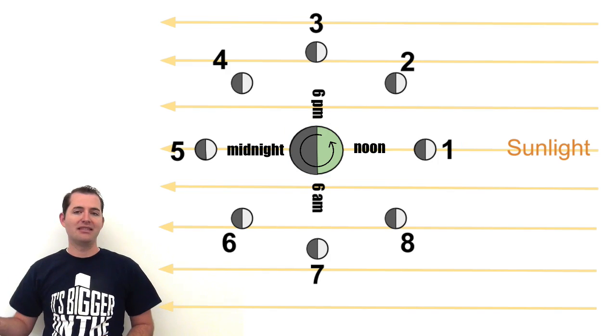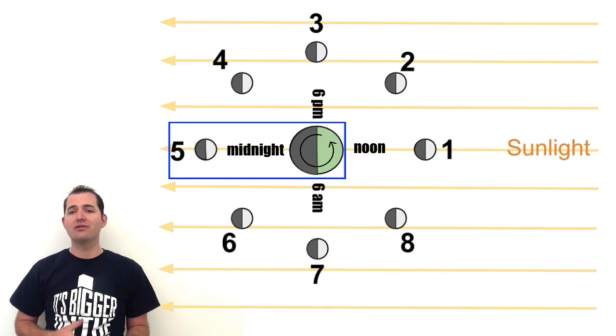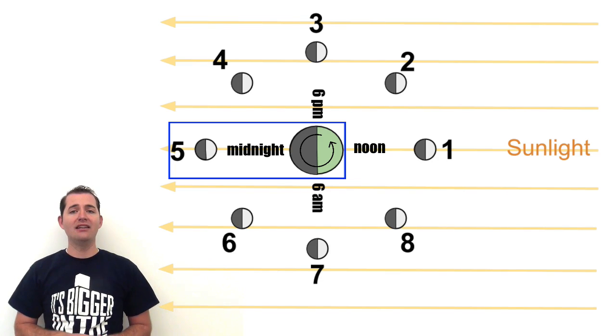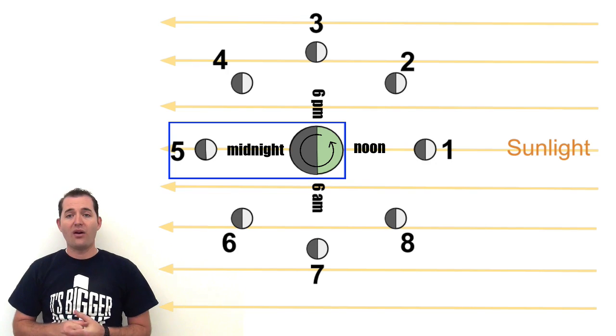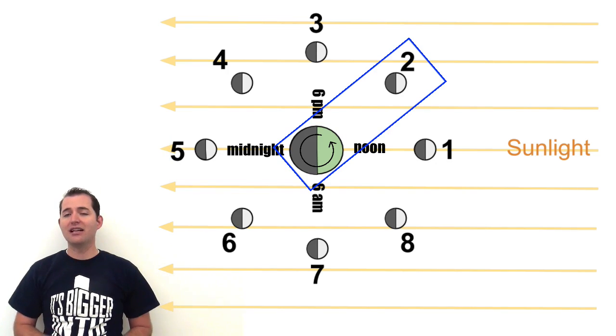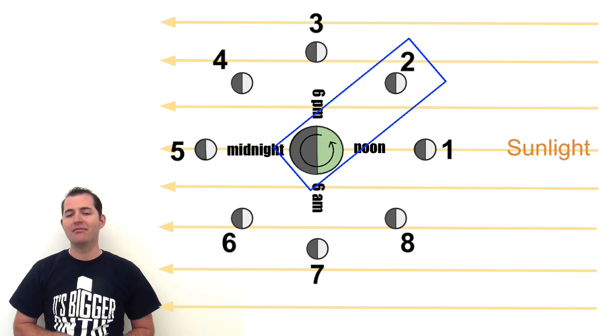Let's take a look at the opposite. Location number 5, which is the full moon. We can see that this moon should be directly overhead at midnight. We can do this with any of the moon phases. For example, if you look at a waxing crescent, we can see it should be directly overhead between noon and 6 p.m., or 3 p.m.